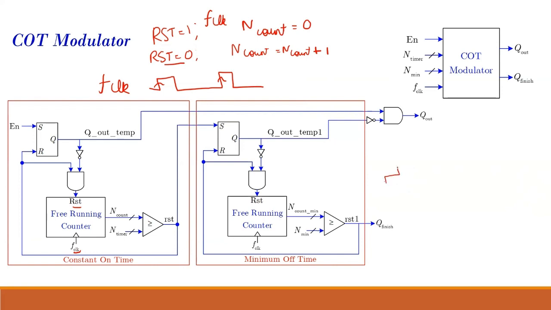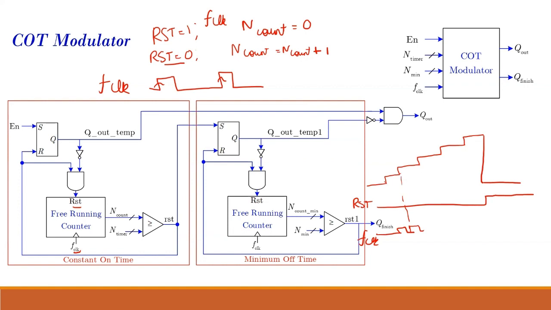Assume it will go like this, and continues to be like this. So this is for reset. Your reset signal is like this, and this is your F clock. F clock signal comes over here, similarly over here, and over here. It's not up to scale, but I hope you will understand.